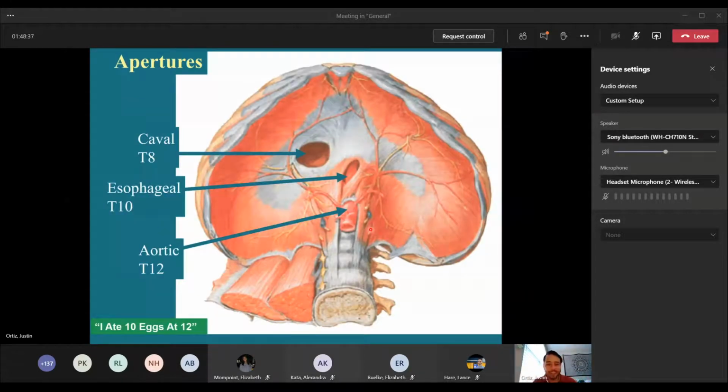Again, I ate 10 eggs at 12: caval, which would be at IVC at T8, esophageal at T10, and the aortic at T12, right? So those are going to be those.